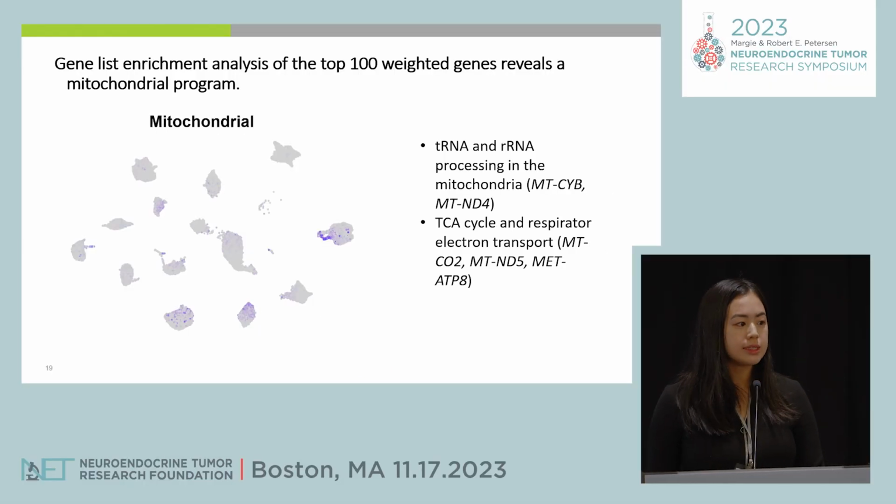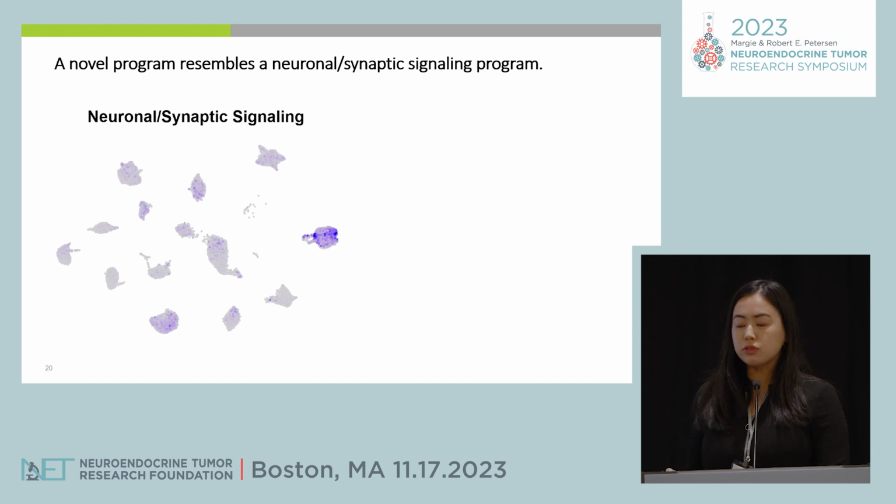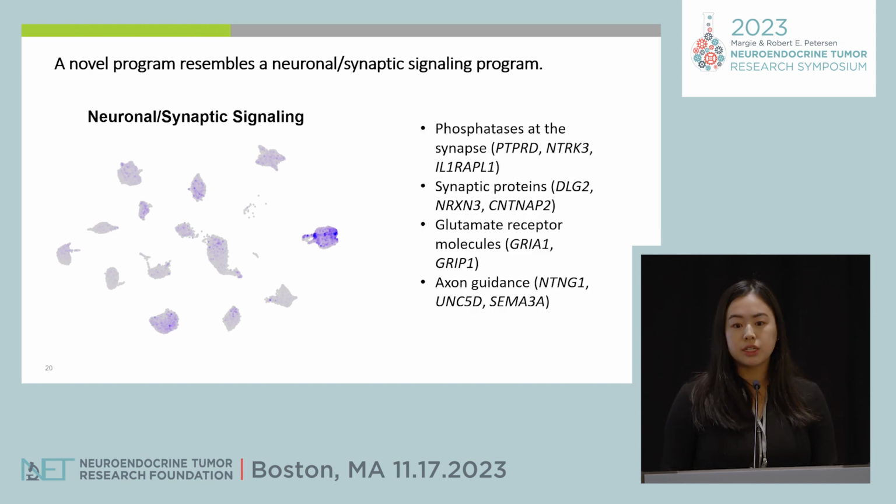Now, what was interesting is that then we were left with two programs that did not have overlap with previously identified signatures. And so these were representing novel gene expression programs in PNET. So the first was this neuronal and synaptic signaling program, which contained a lot of genes related to phosphatases at the synapse or scaffolding proteins at the synapse, as well as glutamate receptor molecules and proteins related to axon guidance, including netrin G1, which is a family in the netrin proteins that were described yesterday, as well as UNC5D, which was also described yesterday.